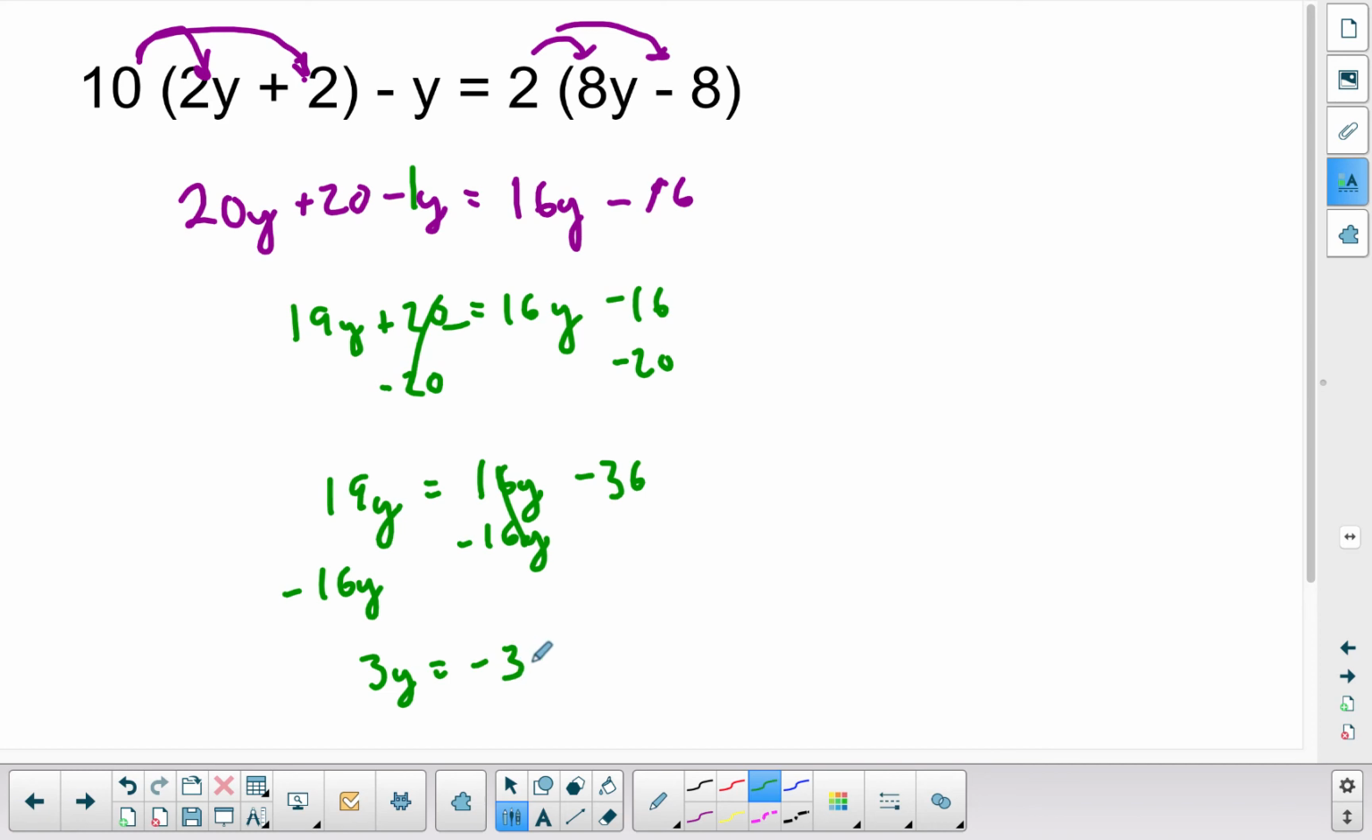3y is the same as negative 36. If I divide by 3, it looks like y will equal negative 12.